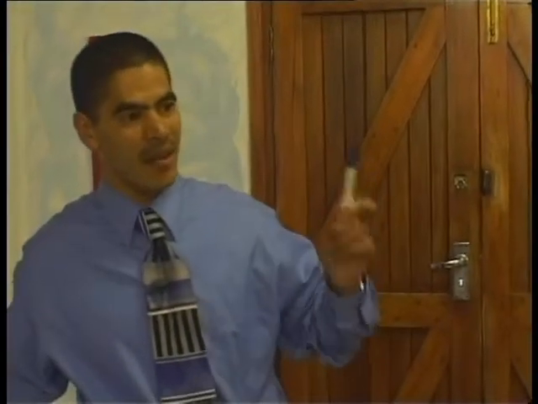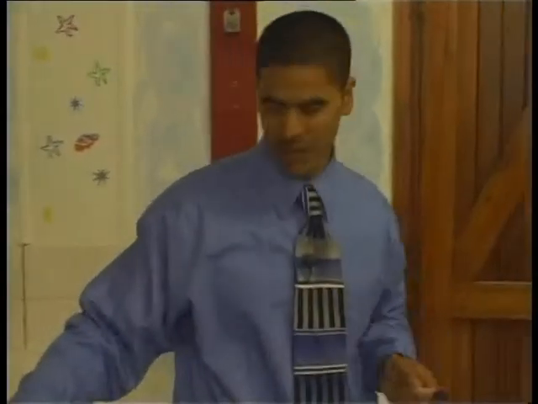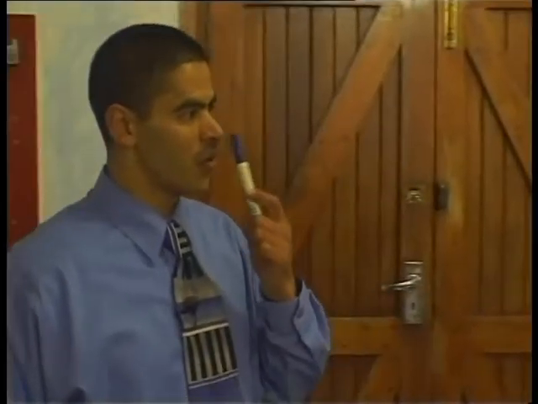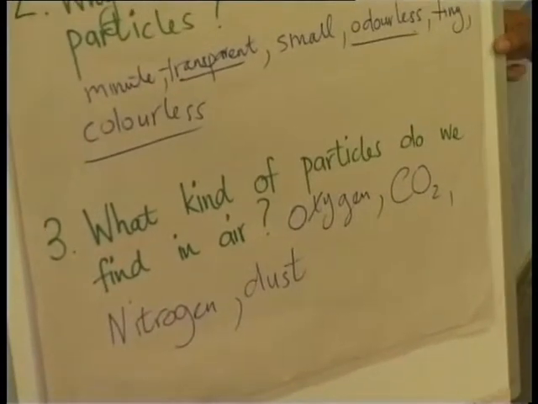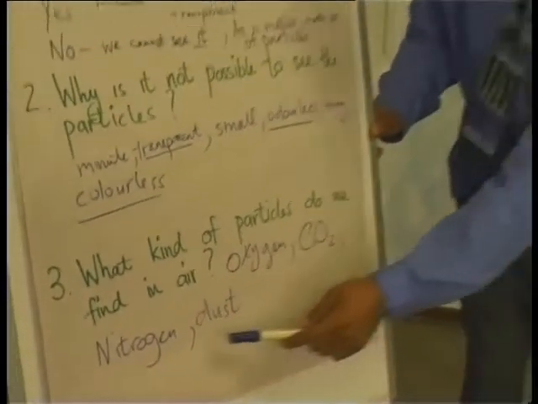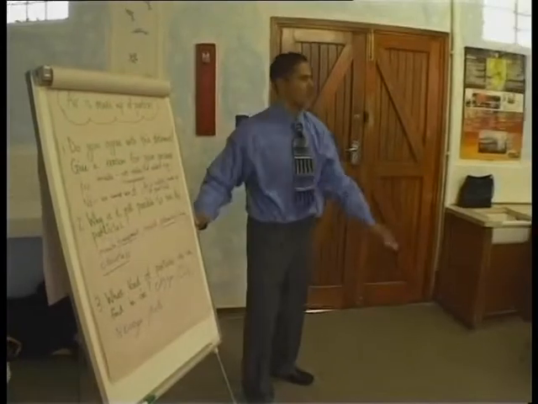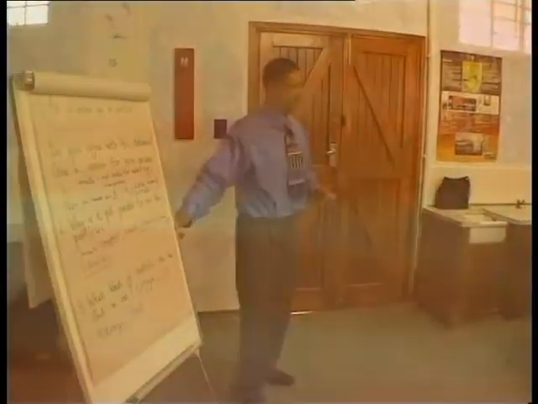Colorless. And another word I would suggest then is they are microscopic. Right? Then the third question then now, what kind of particles do we find in air? Something that we have to inhale, oxygen. Something we exhale, carbon dioxide. Right? And then there's nitrogen, and of course the little dust particles that's flying around.